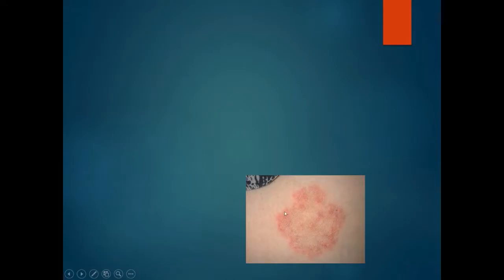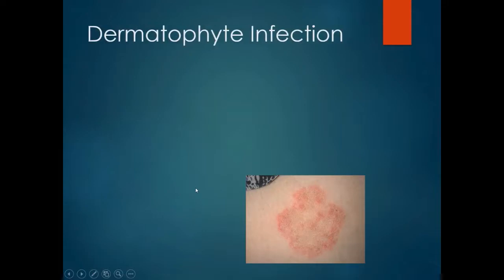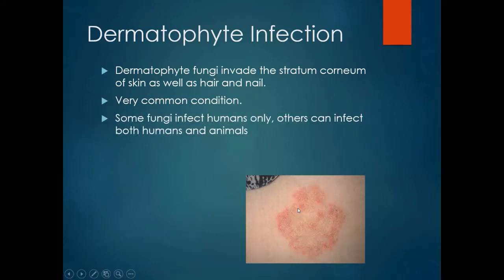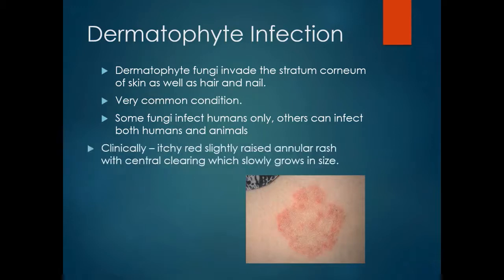Here we have an erythematous annular rash, with central clearing. On asking the patient the history of this, they may say that this has slowly expanded over the previous 2 to 3 months and is quite itchy. And this is a dermatophyte infection, which is a fungal infection as opposed to a yeast infection in thrush. The dermatophyte fungi invade the stratum corneum of the skin, as well as hair and nail. It's a very common condition, and some fungi infect humans only, others can infect both humans and animals.